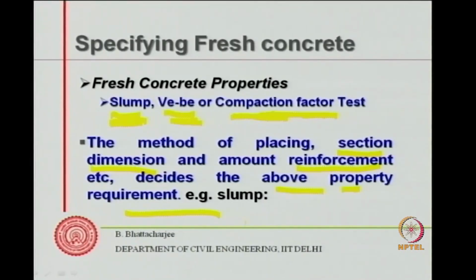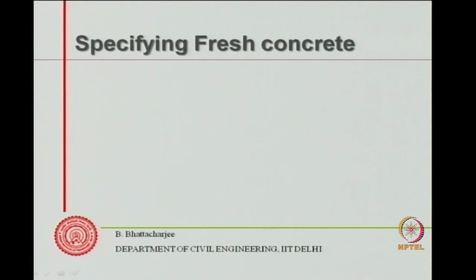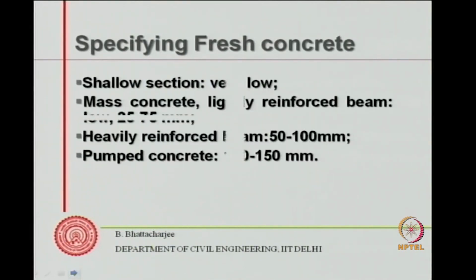For example, slump of concrete specified, let us say, by the Indian Standard method. For mass concrete and shallow sections, it is very low. For a lightly reinforced beam, it is low, from 25 to 75 millimeter. Heavily reinforced beam, 50 to 100 millimeter. And if you want to pump the concrete, it should be 100 to 150 millimeter.